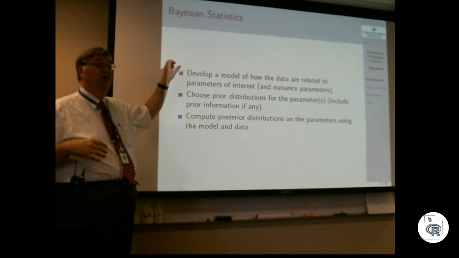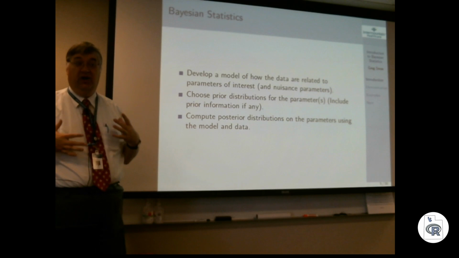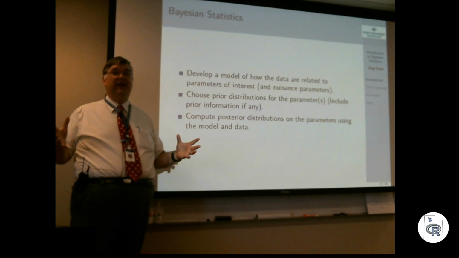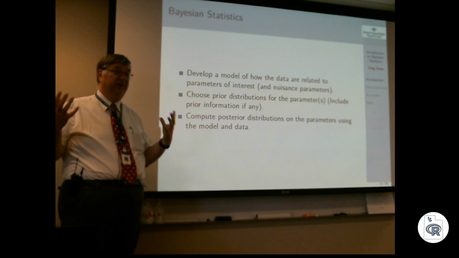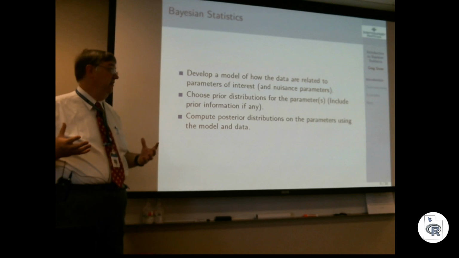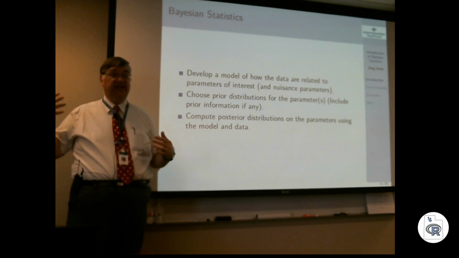Then we're going to choose a prior distribution on all of those parameters. We're going to start off by saying, instead of just saying I don't know anything, what do I know about feasible values for this mean and standard deviation, or for whatever parameters are in there? And so if we have some prior information, prior studies, talking to experts, other things, we can actually bring that in at that prior choosing place.